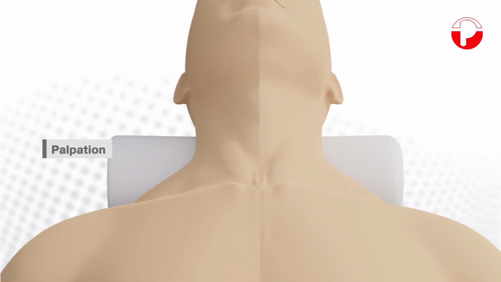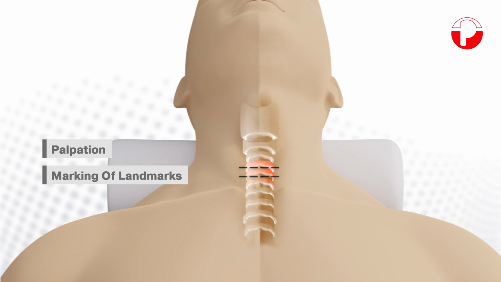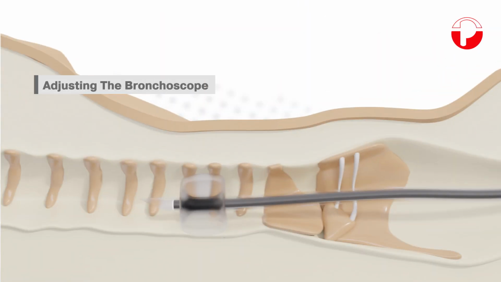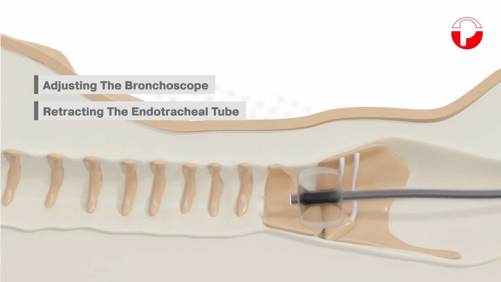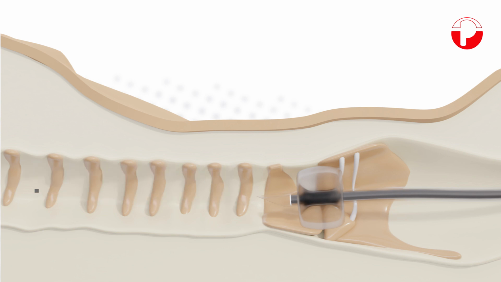After palpation of the thyroid cartilage, markings for the incision area are recorded based on anatomical landmarks, the tracheal rings and the jugulum, to improve orientation. The patient is typically punctured between the second and third or the third and fourth tracheal ring. Now the bronchoscope must be adjusted to prevent the cuff from being pierced in the process. The completely deflated endotracheal tube is pulled until just below the vocal cord level. Here it is re-inflated again. For hemostasis, a local anesthetic should be injected.